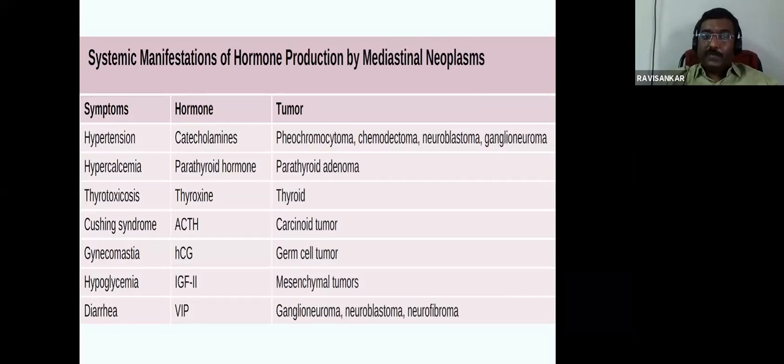So there are also some systemic manifestations that can occur with mediastinal neoplasms. One is that carcinoid tumors can cause Cushing syndrome. Then neuroblastomas or paragangliomas in the thoracic cavity can cause hypertension. The parathyroid adenomas can cause hypercalcemia. Some syndromes associated with VIP can cause diarrhea.